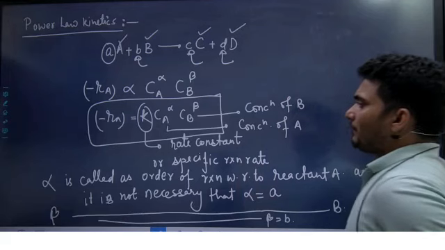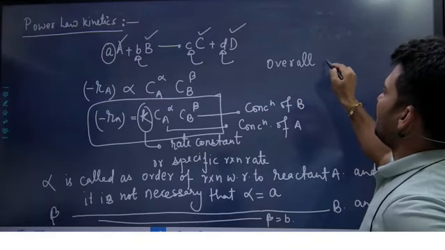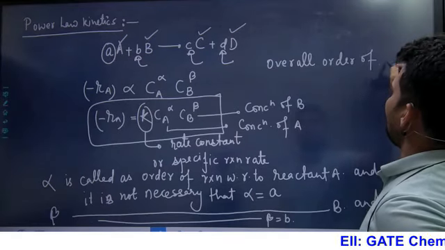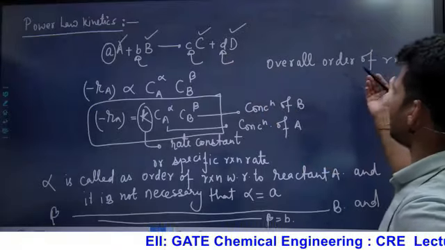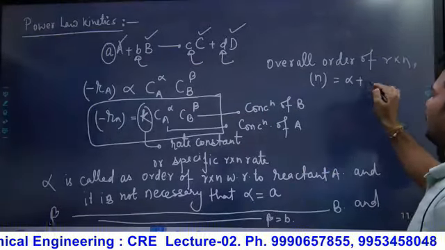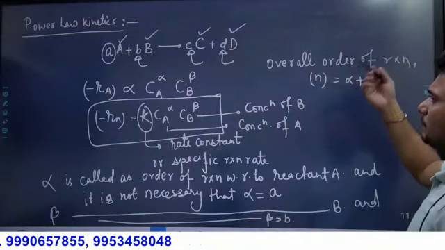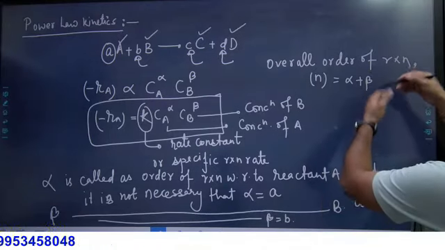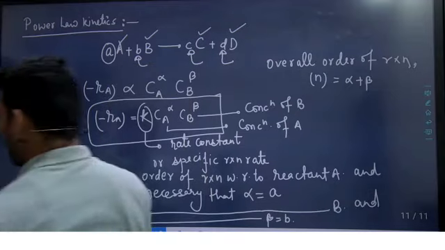But from this power law kinetics, I can define the overall order of reaction, not with reference to reactant A or reactant B. What will it be? Overall order of reaction, I am denoting it with n, will be alpha plus beta. If there is more than one reactant, then alpha plus beta plus gamma and so on. That is called the power law model.